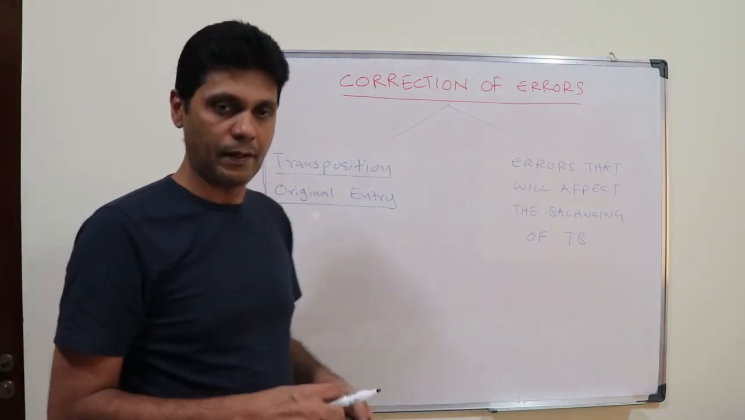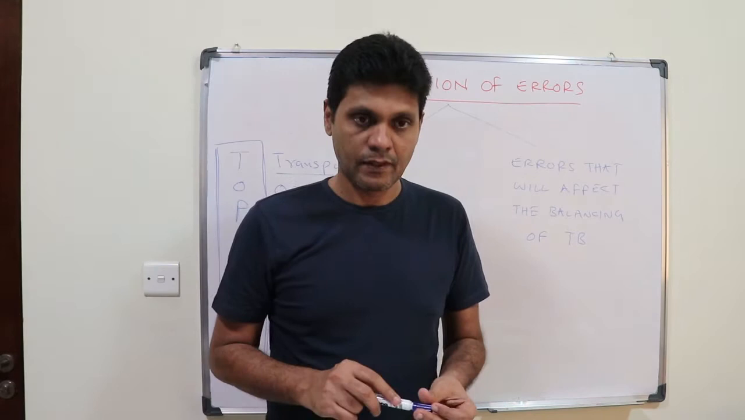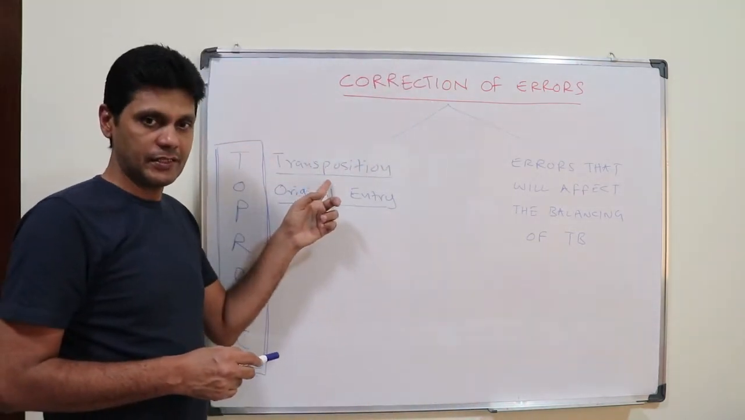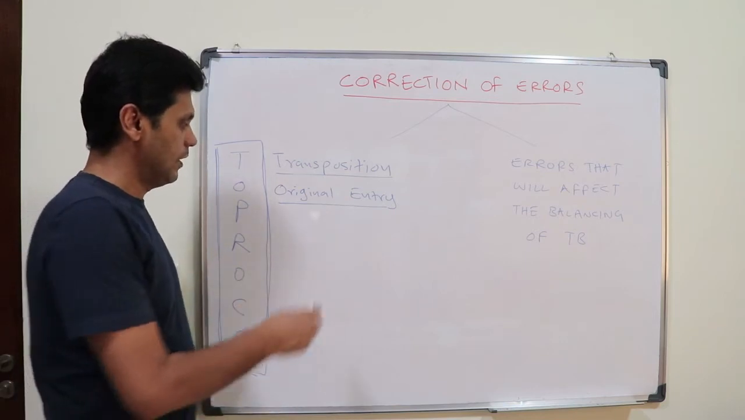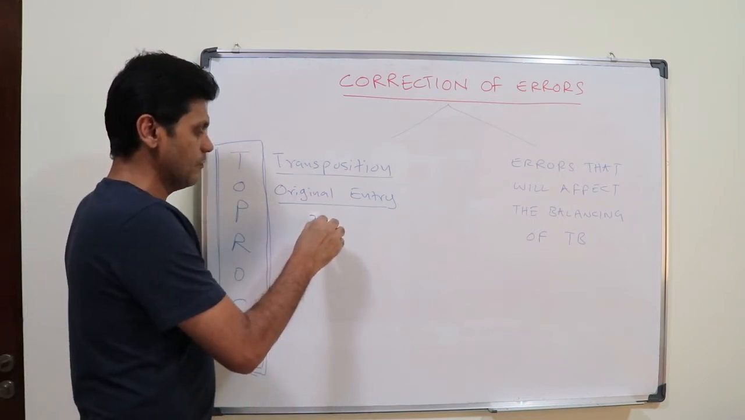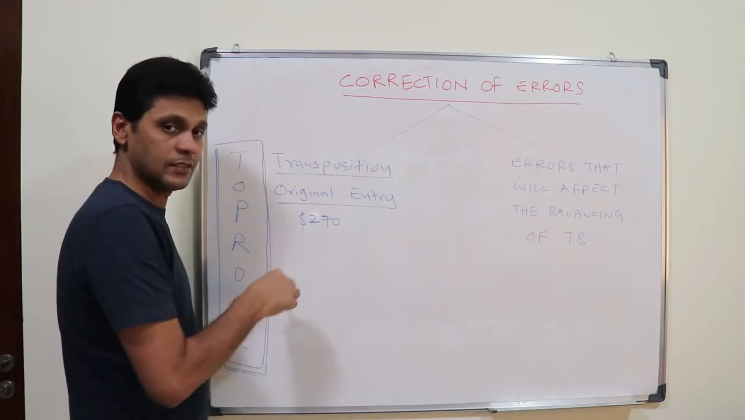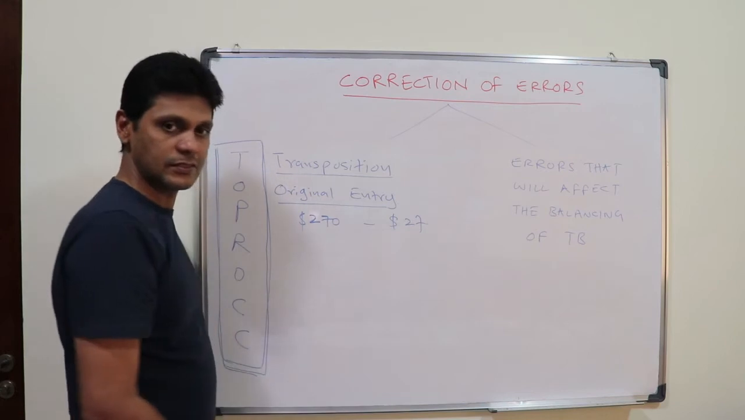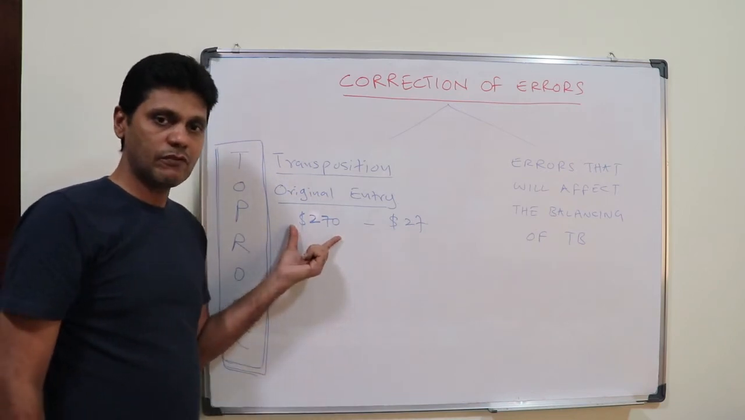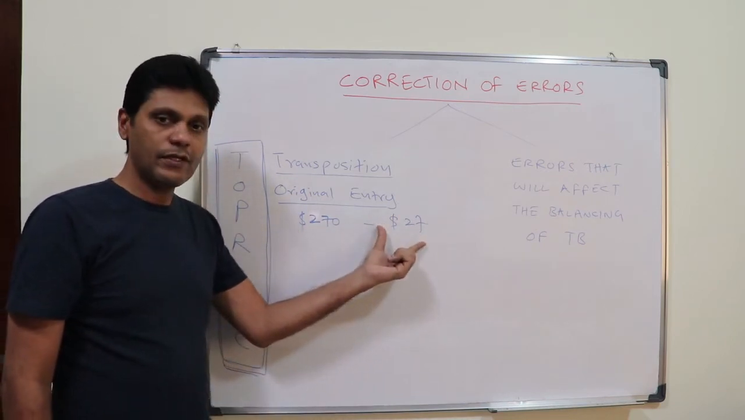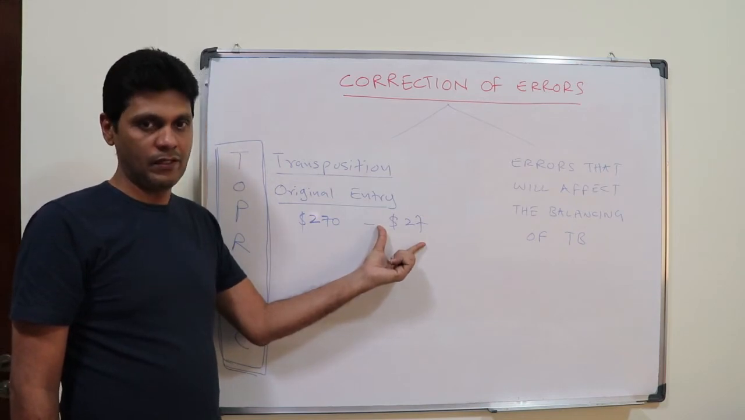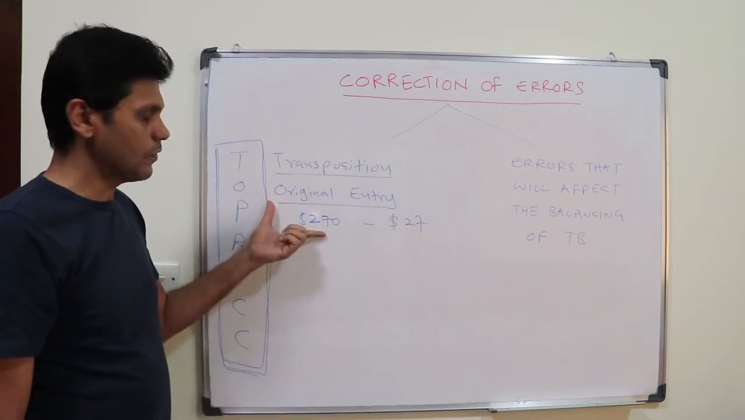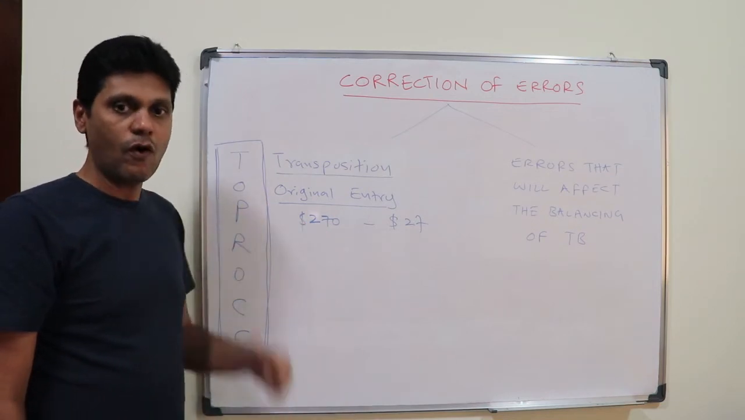What does it mean? That means it is similar to the transposition error. Let's say you purchased an item for $270, whereas you have recorded it as $27. The original entry is 270, whereas you have recorded it as 27, which is similar to the transposition error. So this is known as errors of original entry.